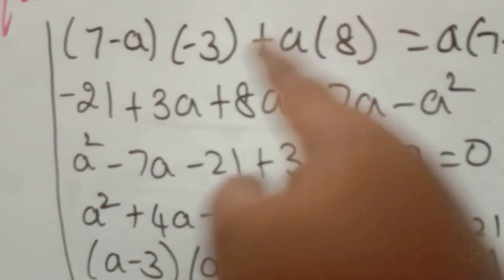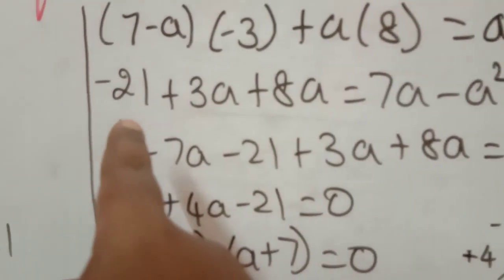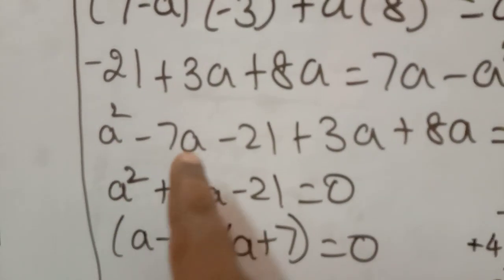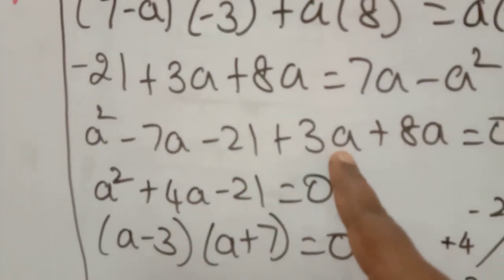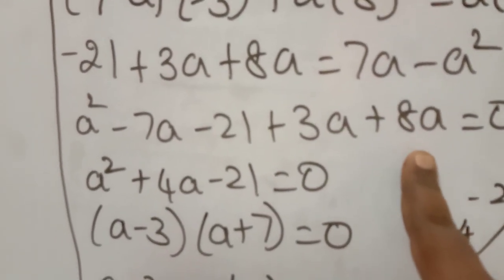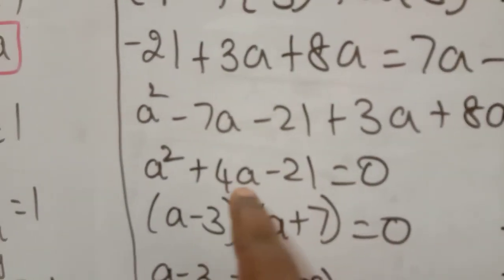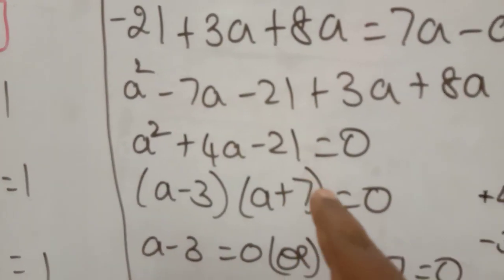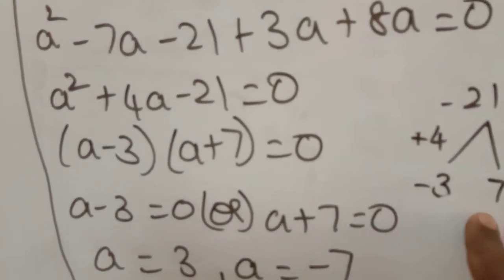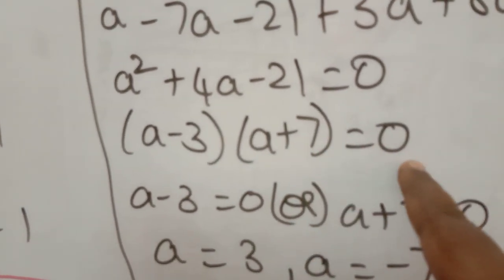Now bring all these terms to the left hand side, so it will become a square minus 7a, and the other terms are the same, we have to write. Now a square minus 7a plus 3a plus 8a plus 4a... Okay, so group all these a terms and find the value 4a, then the constant minus 21. Now we have to factorize this, minus 21 and 4. So we get minus 3 and 7. So a minus 3 into a plus 7 is equal to 0.